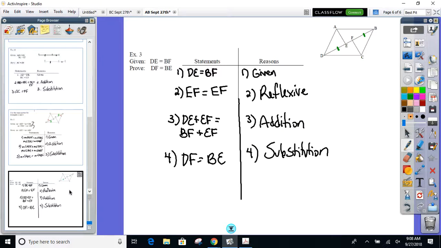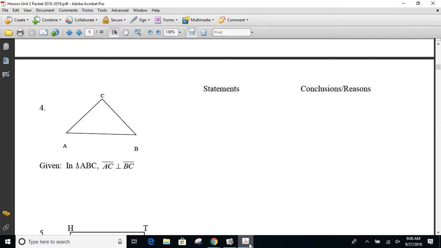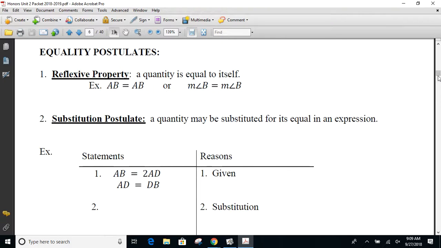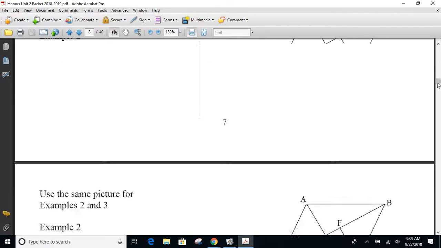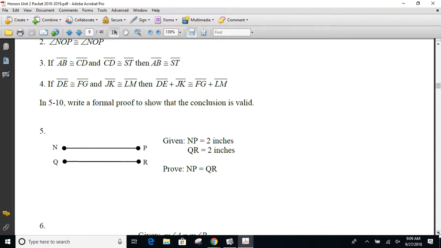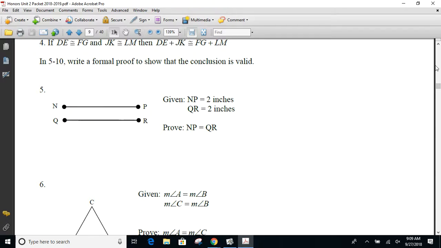So you guys are going on your own right now. I just want to warn you, though. I don't want you to always think this is given, addition, substitution, or reflexive. Let me take a peek at the homework right here. Take a look at number 5. Number 1, I want you to pay attention to the directions. It says write a formal proof. When you see formal proof, that's statements, reasons: givens, step 2, reason 2, statement 3, reason 3. All right, take a look at number 5 real quick.